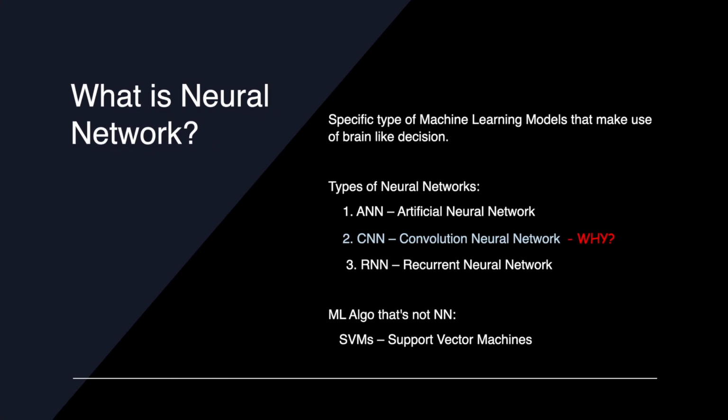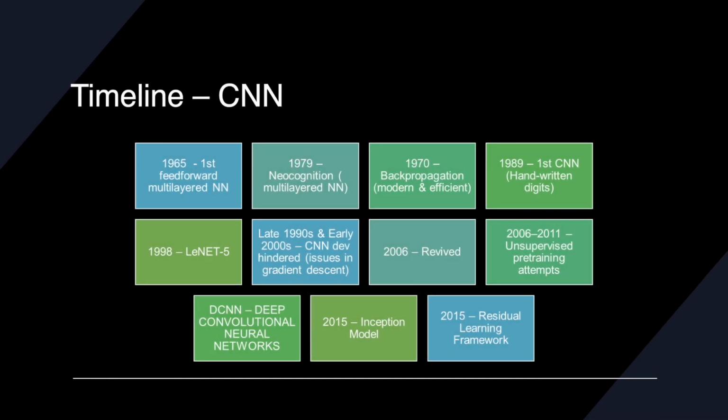Neural network is nothing but a specific type of machine learning model. The types of neural networks that we have are artificial neural network, then we have convolutional neural network, and also the recurrent neural network. We are going to use convolutional neural networks for performing image super resolution. Let's take a quick peek into its history. In 1965, the first feed-forward multi-layered neural network was discovered, but it was only after the backpropagation algorithm was discovered that the feed-forward multi-layered neural network was of some use.